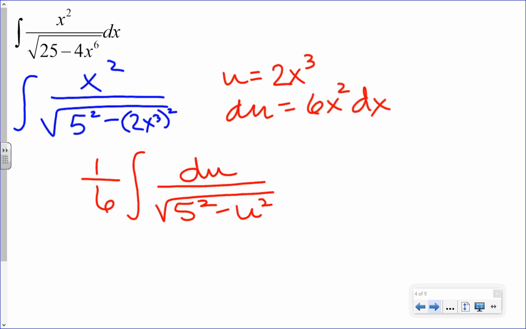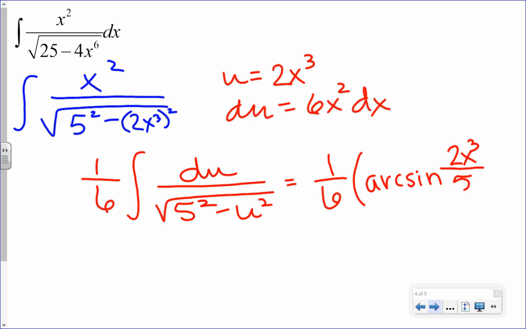So our antiderivative is 1/6 times what's this antiderivative? Arc sine of u, are you guys okay with me putting 2x cubed over 5, plus C? Sound good?